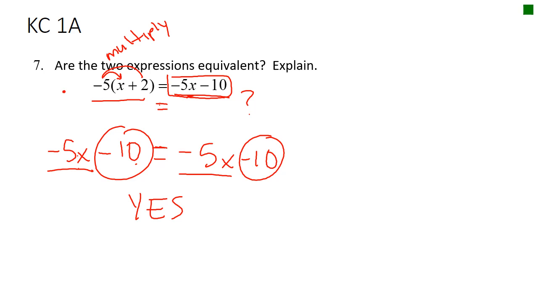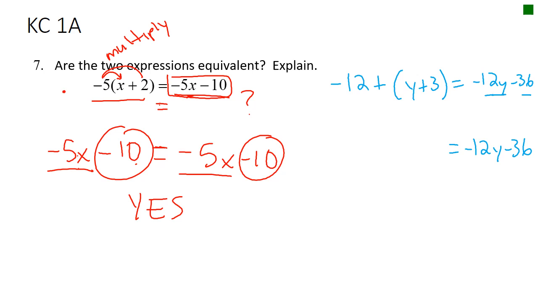All right, now number 8, I didn't have it here, but I'm gonna write it on the side. And it's a little bit different, okay? And I feel like people are getting confused with this one. It's the same question. They're asking you if one side is equal to the next side. Again, the right side I can't do anything with. I have a y and I have a whole number, so that side stays the same. 12y minus 36. I can't do anything with it. Okay, what about this side?